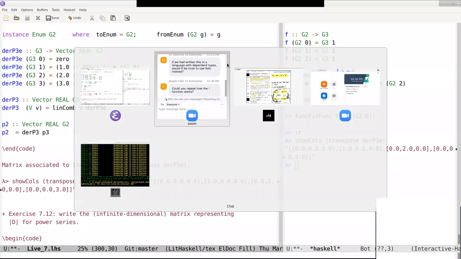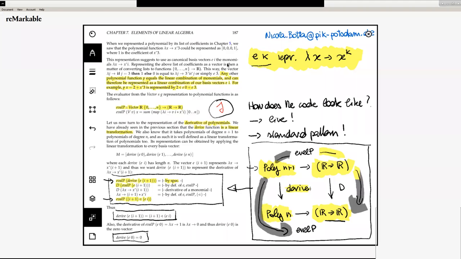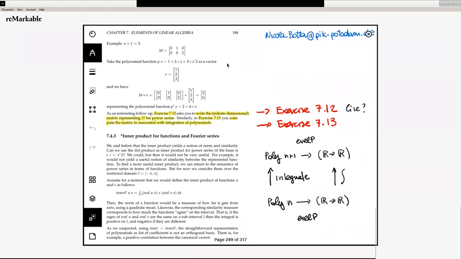And then let me go back to the notes. So there is an exercise 7.12, which is asking you to write the infinite dimensional matrix representing the derivative for power series. And then there is an exercise 7.13 in which you are supposed to compute the matrix associated with integration of polynomials. So how do you proceed?